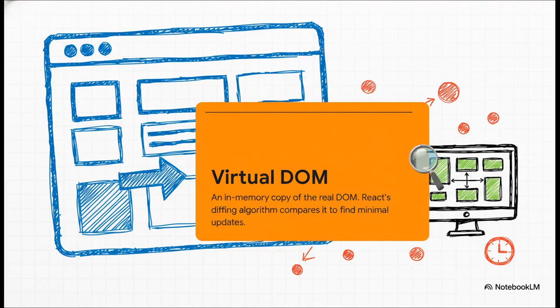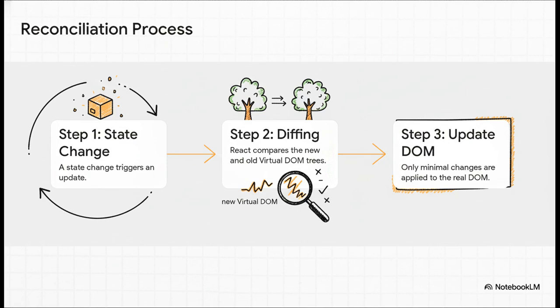Just think of it like a lightweight blueprint of your actual user interface, one that lives completely in memory. Now, instead of making changes directly to the slow, heavy, real DOM every time something small updates, React plays with this blueprint first. It's a simple concept, but it's absolutely fundamental to React's performance. But why? Well, it's all thanks to this super clever process called reconciliation.